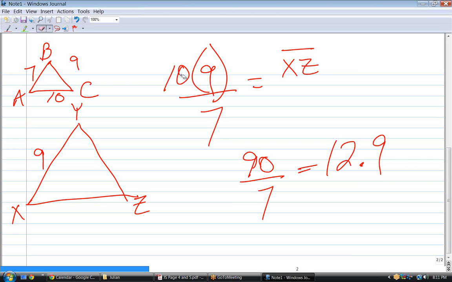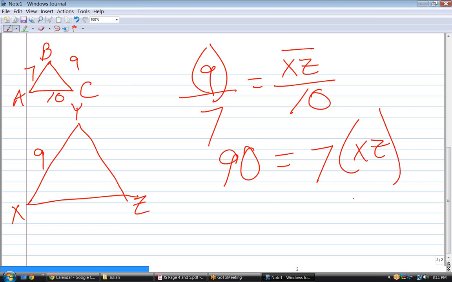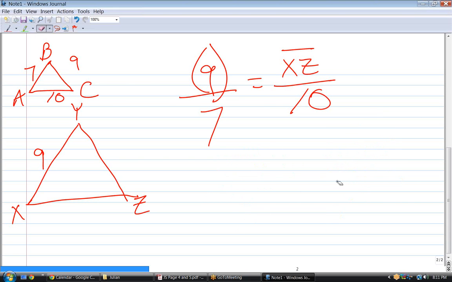Notice what happens if I'd have cross multiplied. I would have done this. I would have done the 10 times 90. I would have done the 7 times xz. Then I would have had to divide both sides by 7. I would have had to do another full step, as opposed to just one step by multiplying both sides by 10. That gets rid of the denominator all by itself. Now I've got my answer. All right.